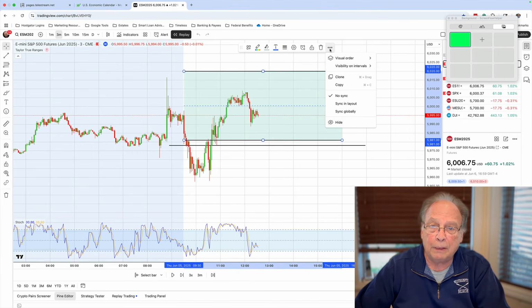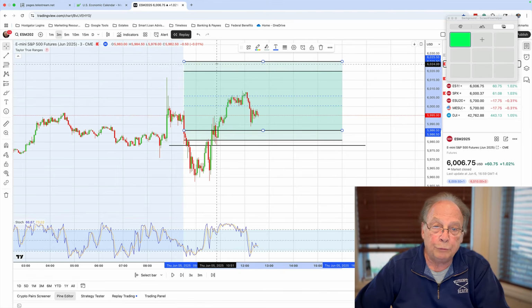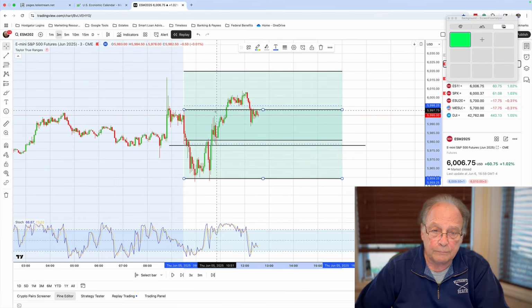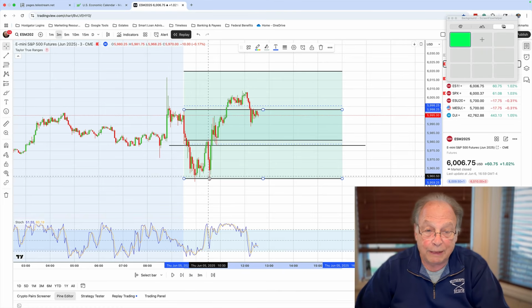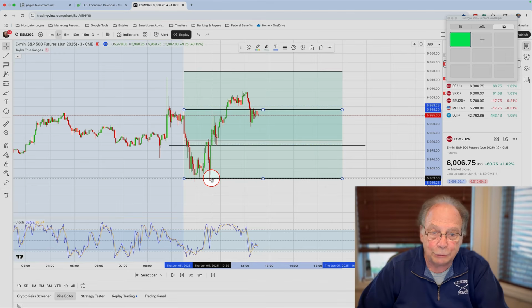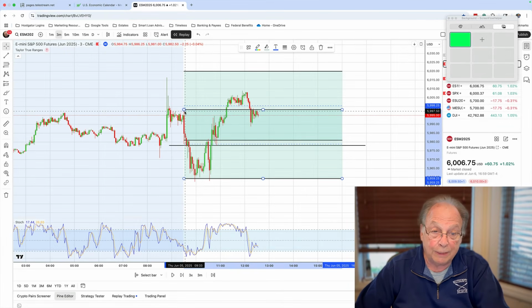But I'm going to clone this, and I'm going to move it to what was the intraday high, okay? Because by 10:30 we see that the market put in basically a double bottom, okay? So that's an indication that this was going to be the intraday high. So there are a couple of ways to think about this.